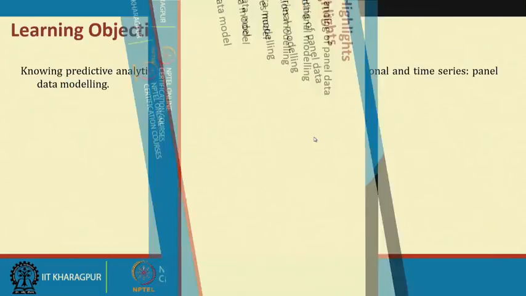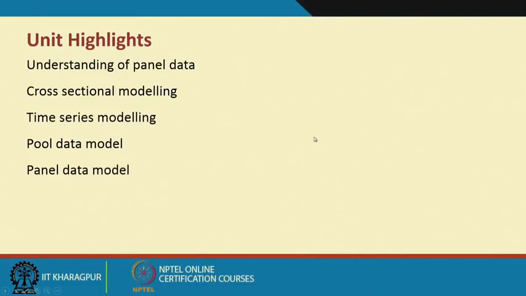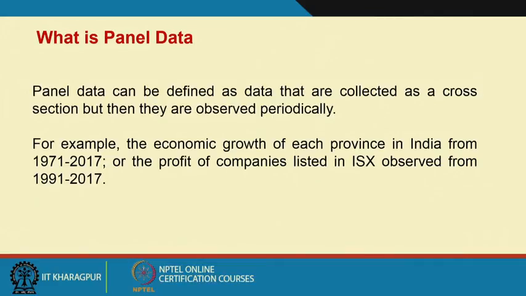So, let us see how the structure looks altogether. What I told you earlier, first of all you should understand the panel data structure. Panel data can be defined as data that are collected as cross sectional, but then observed periodically, maybe annually, weekly, quarterly, or day wise, whatever the structure may be, but it has both a cross sectional structure and a time series structure.